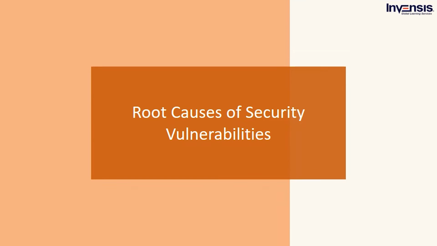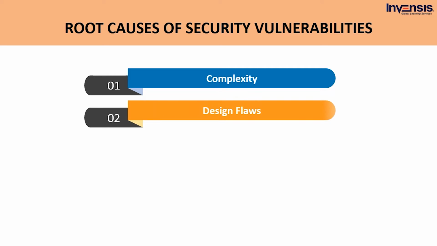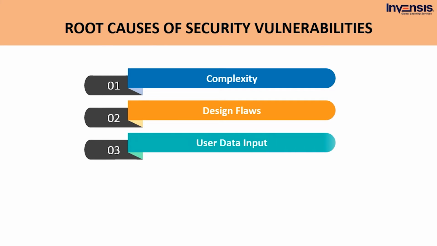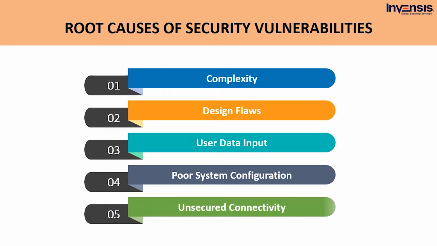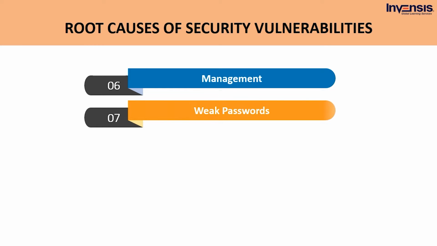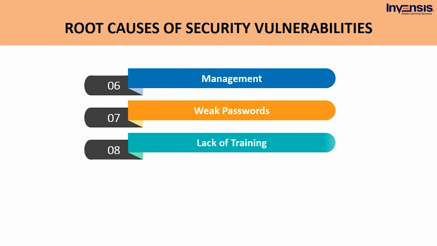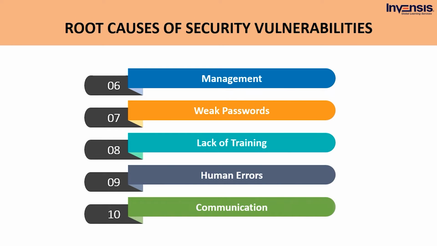We will now discuss the root causes of the security vulnerabilities. The first one is the complexity of the system. The second one is design flaws in the system. The third one is user data input. The fourth one is poor system configuration. The fifth one is unsecured connectivity. The sixth one is issues in management. The seventh one is weak passwords. The eighth one is the lack of proper training for the staff. The ninth one is human errors. The last one is communication.